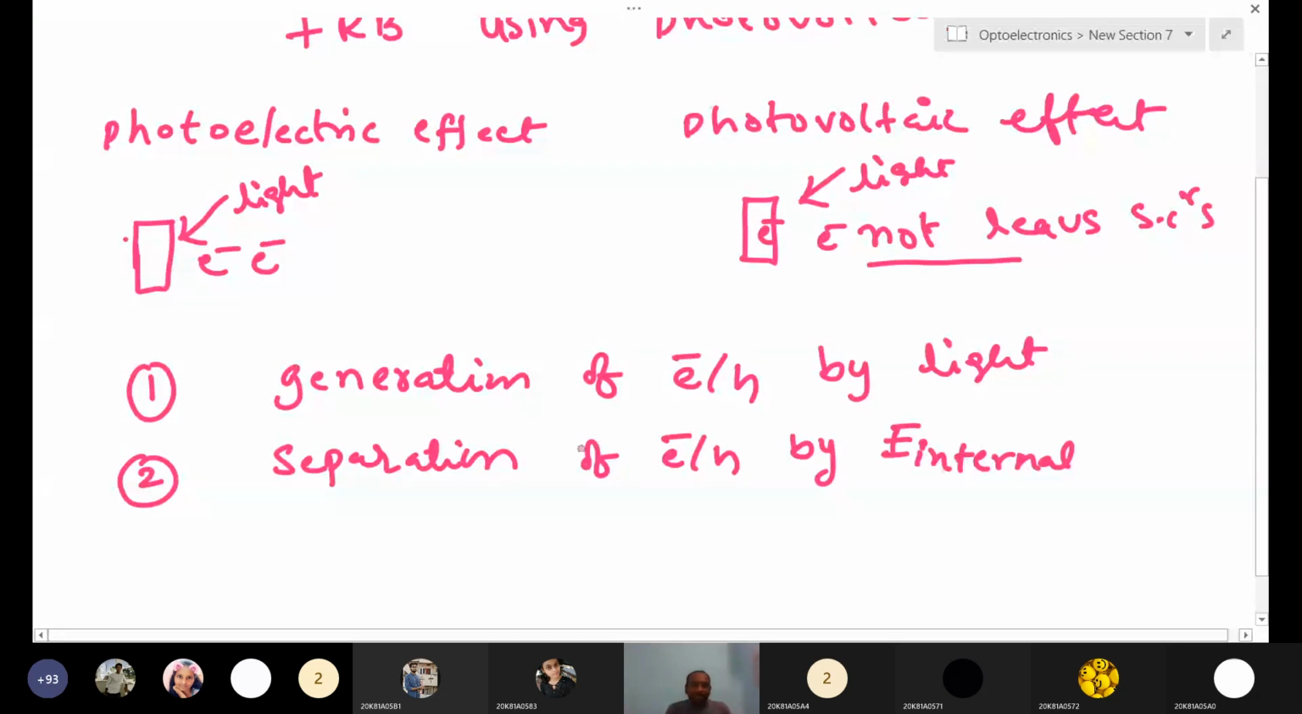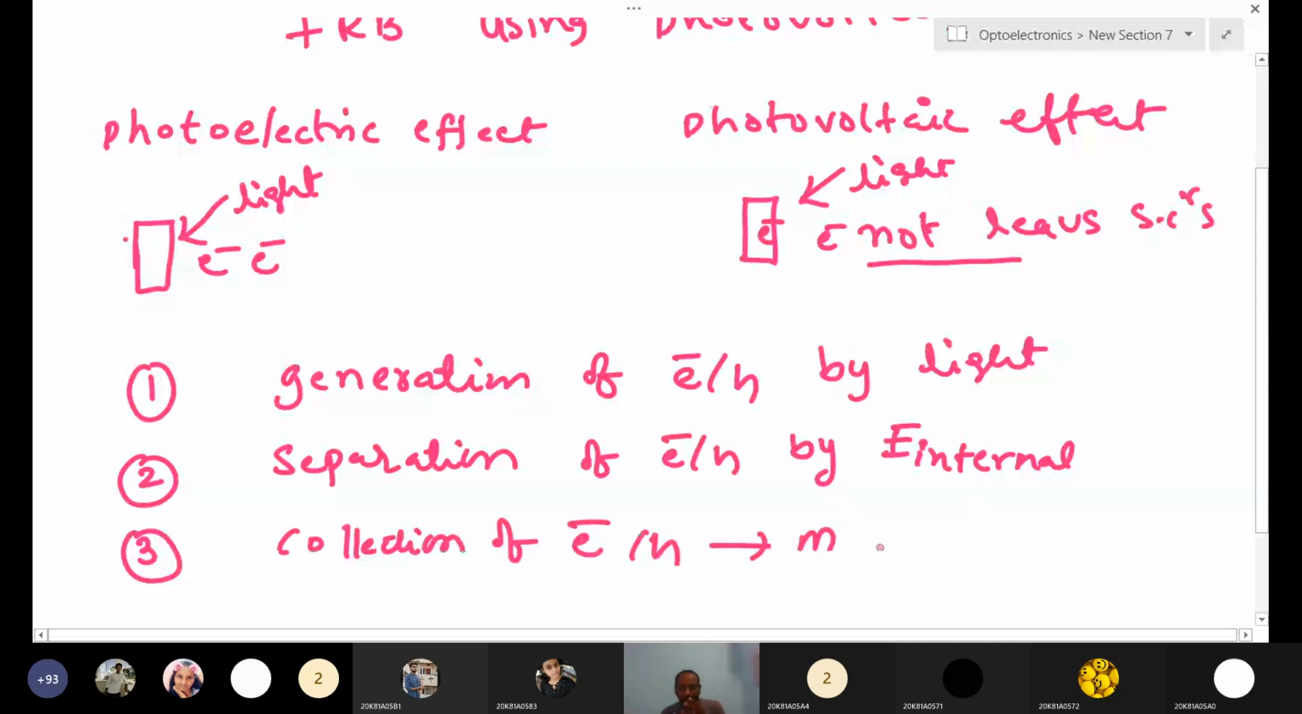When we started the PN junction, from that day onwards we have been discussing the internal electric field and its job. And the third one is the collection of these charge carriers, the collection of electrons and holes, by connecting some metal contacts. This is the general principle of any photodetector or solar cell working function.